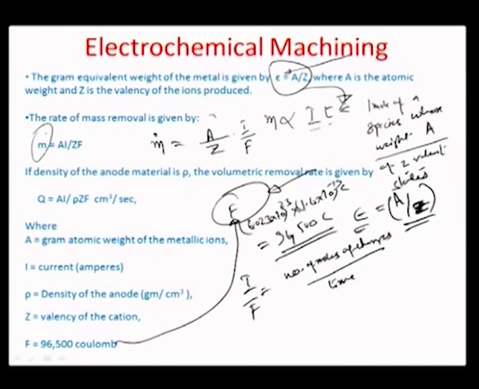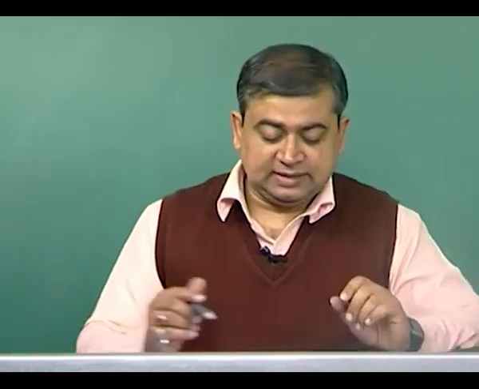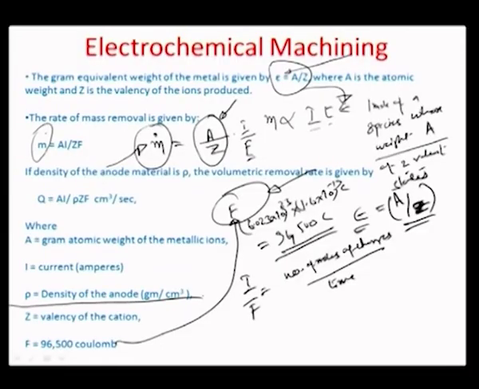If so many moles of charges are really needed, A by Z charges are needed for this amount of grams which is coming out. So A by Z times I by F would give the mass rate of removal, the amount of mass which is coming out. If you include the density factor rho of the anode in grams per centimeter cube, the mass flow rate and density together result in the volume flow rate. So Q is m dot by rho, which is equal to A I by rho Z F, in centimeter cube per second. This is the volume rate of removal of a material in an electrochemical process.